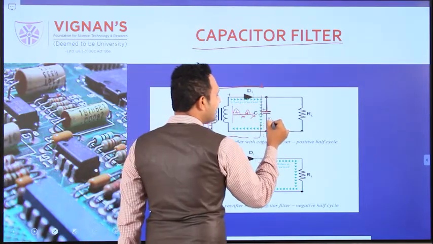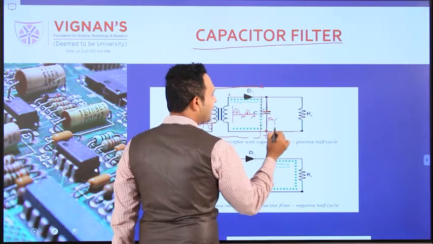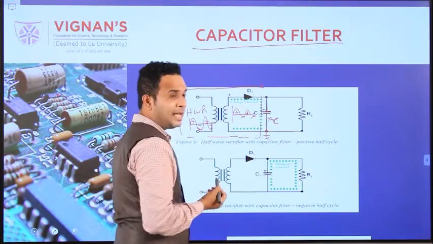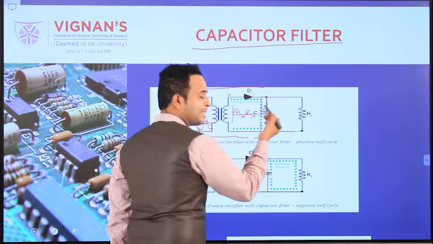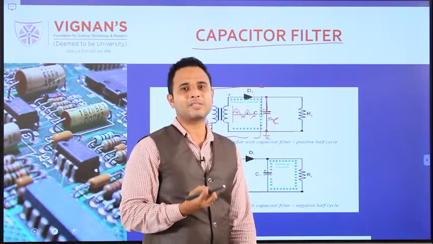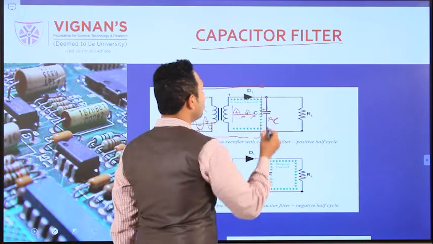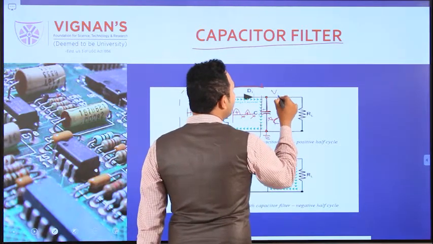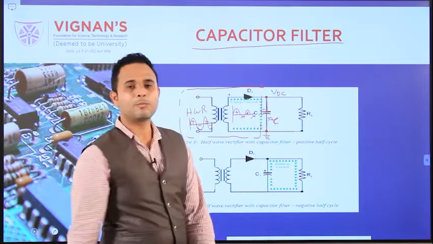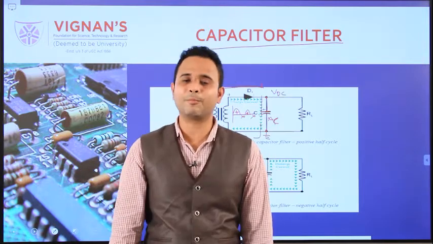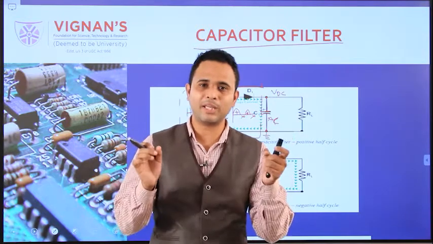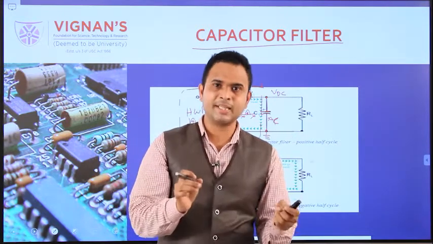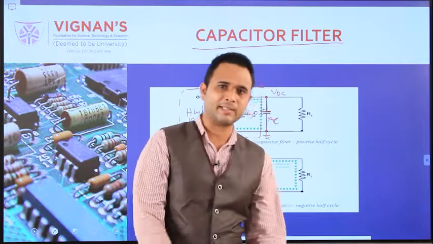So all the AC component goes to ground. Only the DC component is stopped, meaning the capacitor does not allow the DC component. So at the output we get only the DC component. Why? Because the capacitor does not allow the DC, and allows only AC, right?